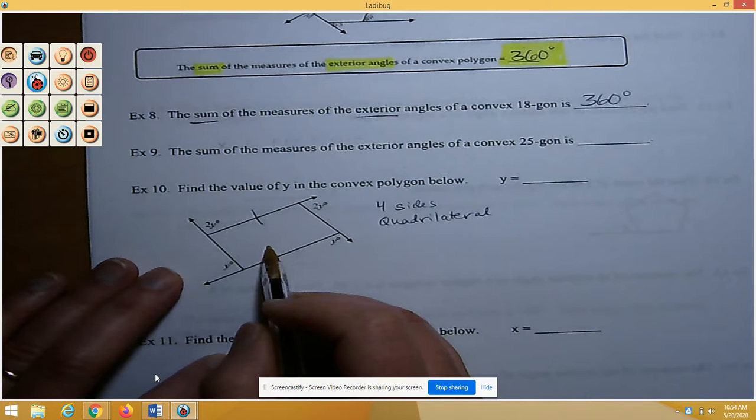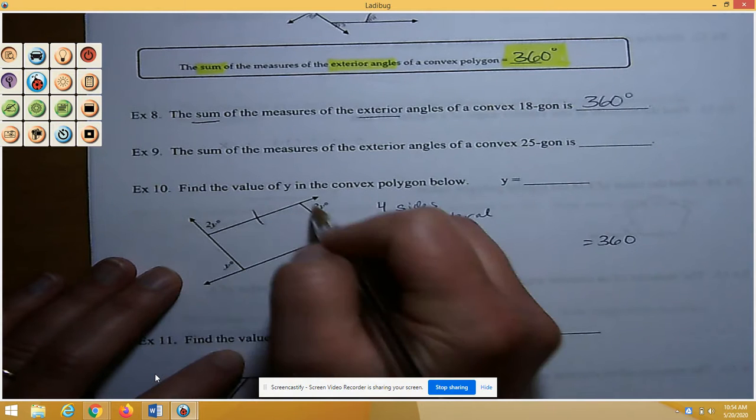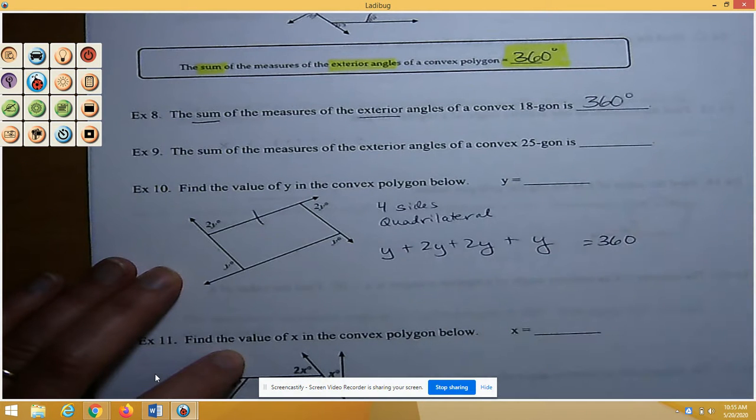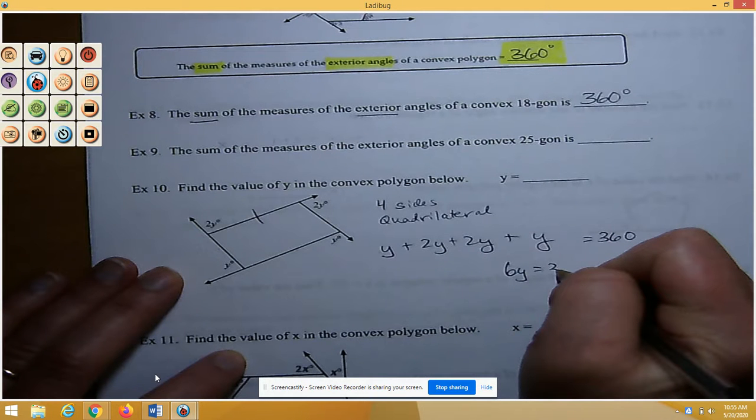I'm going to do kind of the same thing that I did with the interior angles, where I just took each one and added them together. So y plus 2y plus 2y plus y equals 360. I combine my like terms: 1y plus 2y plus 2y plus 1y. 1 plus 2 plus 2 plus 1 is going to be 6y equals 360. So I solve by dividing by 6, and I get y equals 60.